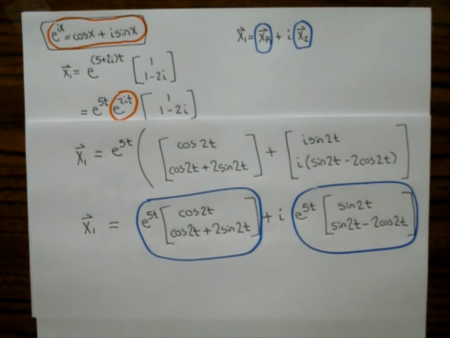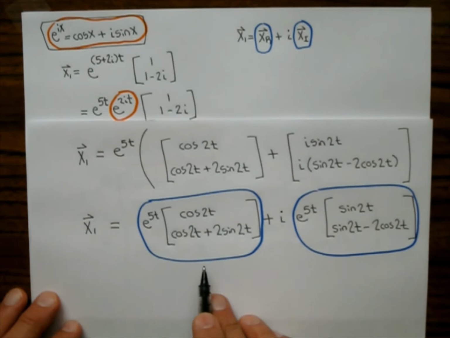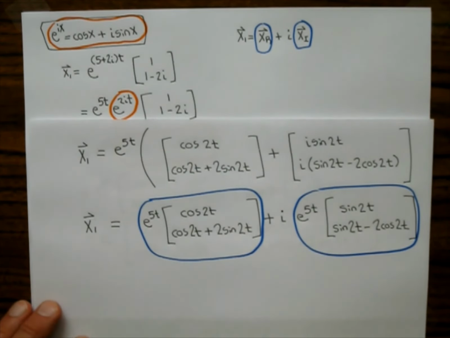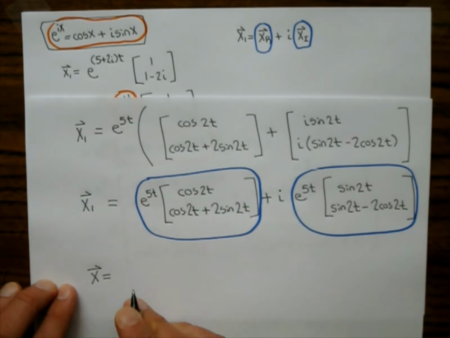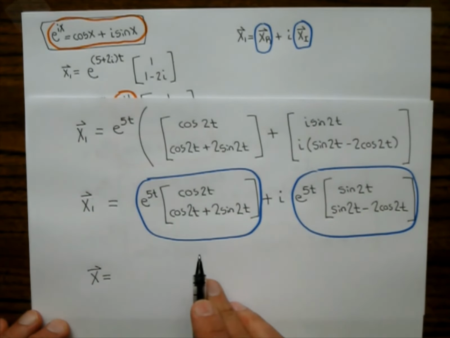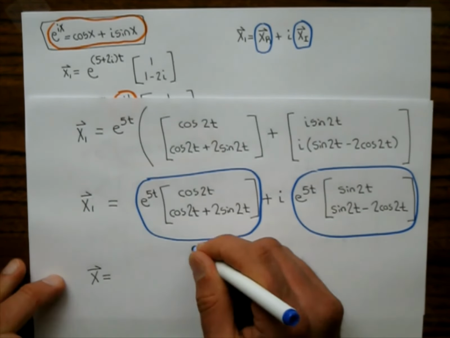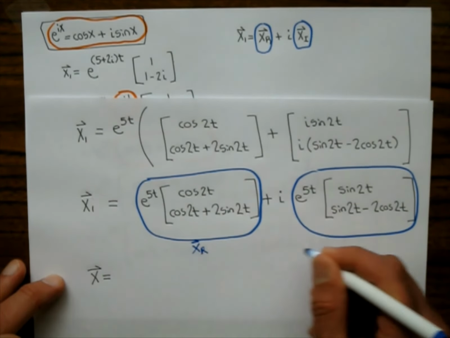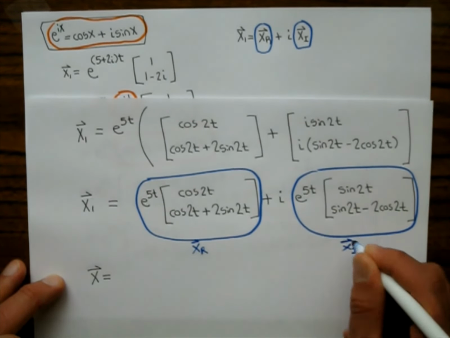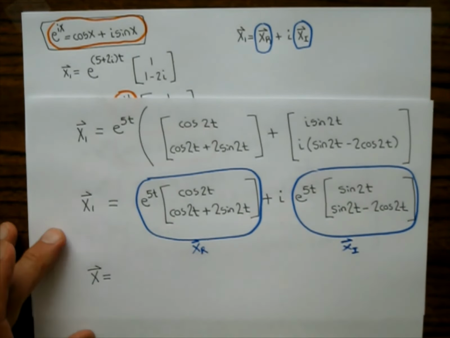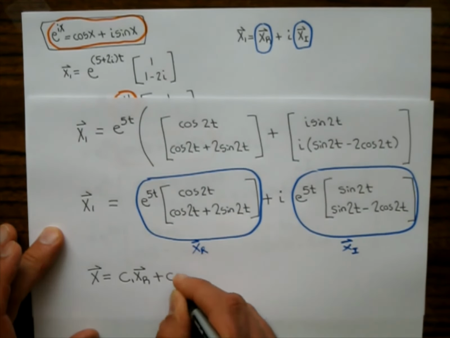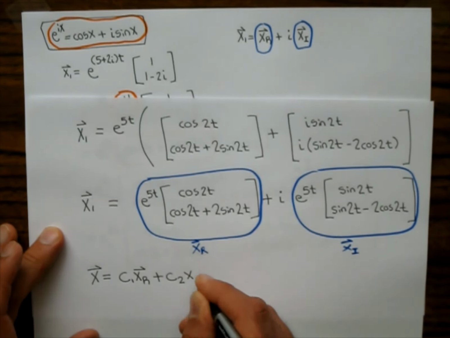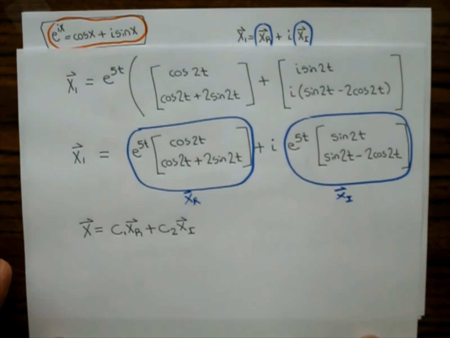And we said, well, these are two independent vectors that satisfy the vector differential equation. So I can write my answer like this. Let me write this out first. This is XR bar, and this is XI bar. So I can write it as C1 XR bar plus C2 XI bar. And so that's what I'm going to write it as.